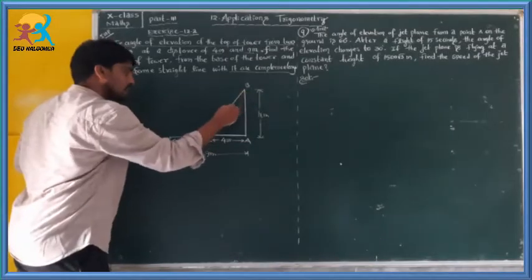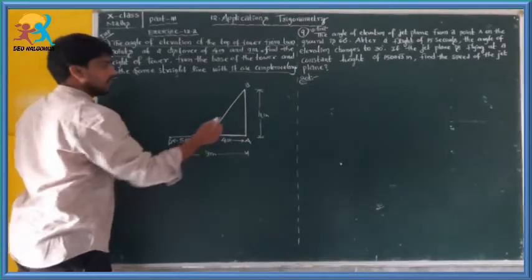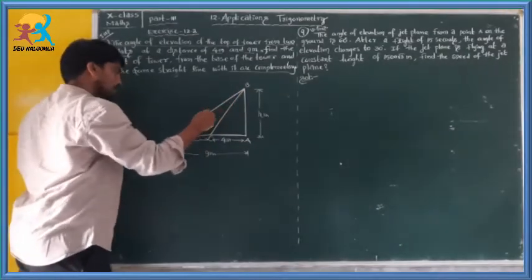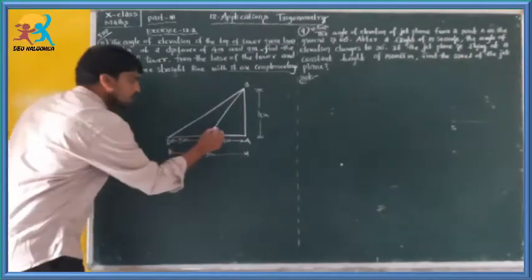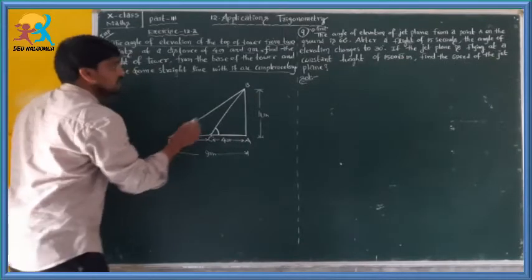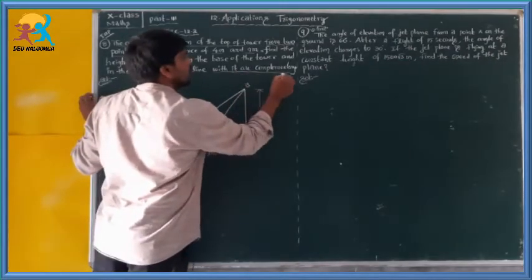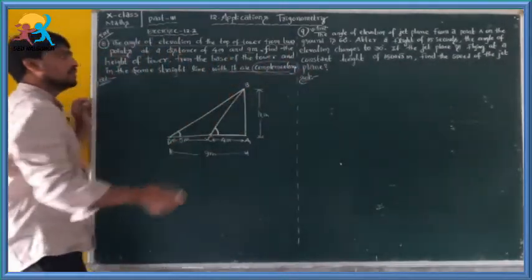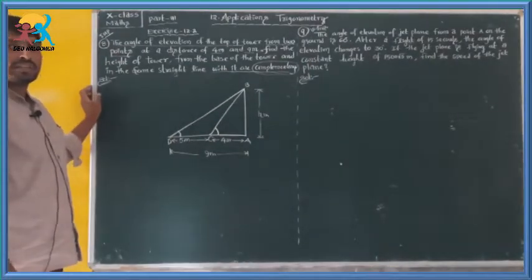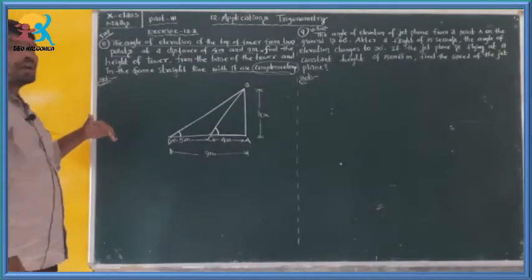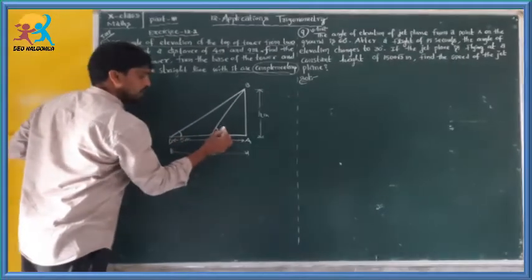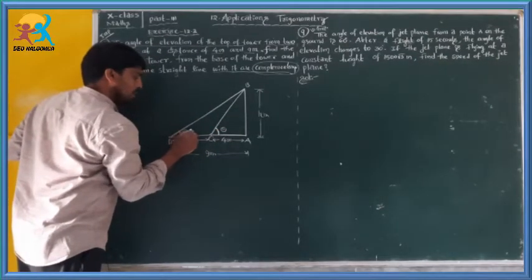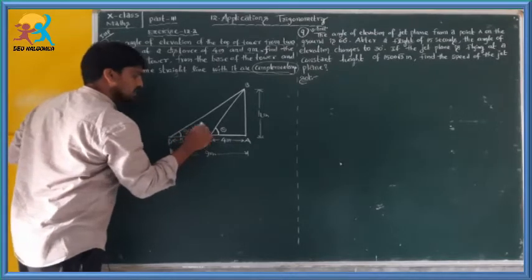Join BC is a line of sight, and also BD is another line of sight. But these two angles of elevation are complementary. What is complementary? If the sum of two angles is 90, then the angles are called complementary. Let us suppose one angle is denoted by theta, then automatically the other angle is 90 minus theta.